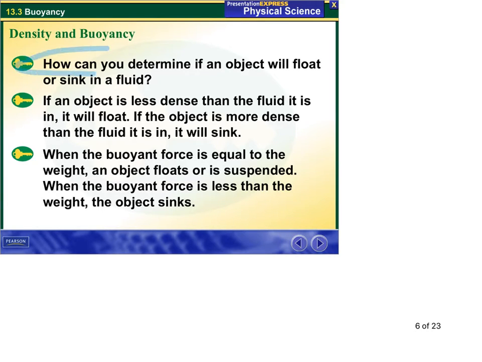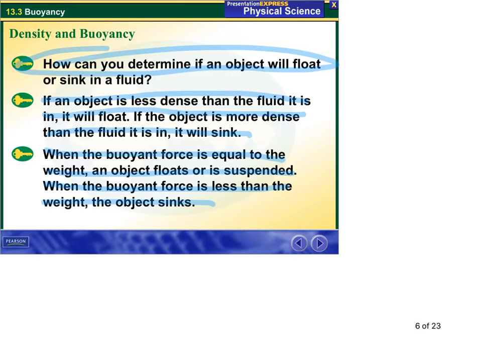A key question: how can we determine if something is going to float or sink? Density helps us figure this out. If an object is less dense than the fluid it is in, it will float. If it is more dense, it will sink. When the buoyant force is equal to the weight, the object floats or is suspended. When the buoyant force is less, the object sinks.